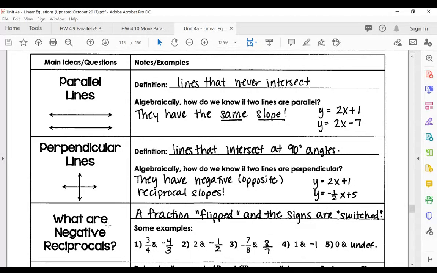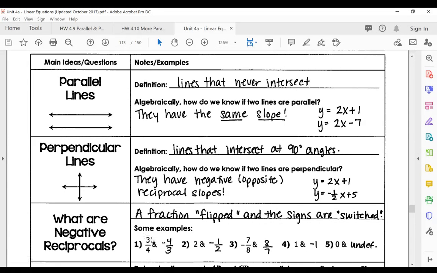So here we are reviewing again what are negative reciprocals. It's very important that you're able to recognize them. So remember that a reciprocal is just a fraction flipped upside down. And then when it says negative reciprocals or opposite reciprocals, it just means that the signs are switched. One has to be positive and one has to be negative. So let's look at some examples just to make sure that we're able to recognize negative reciprocal slopes.